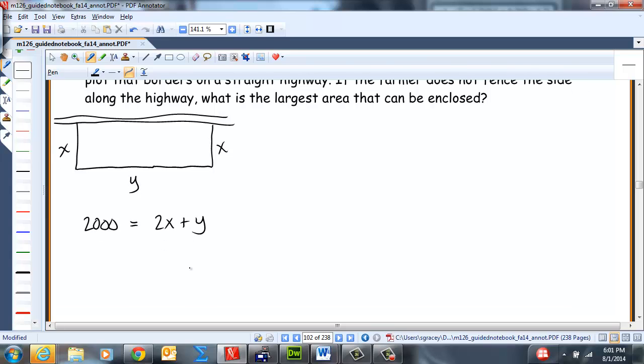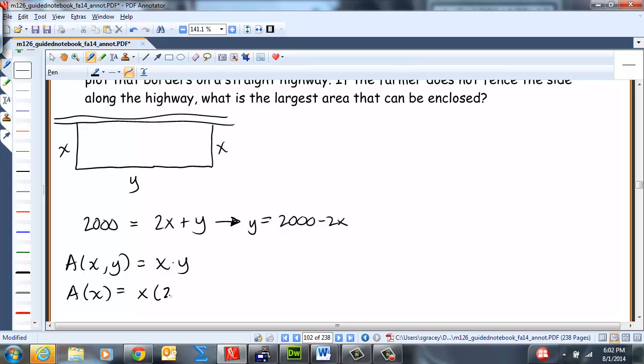So now we want to maximize the area, or find the maximum area. Remember that area in terms of both x and y is just x times y. Do you see that we can isolate y and write it in terms of x if we subtract 2x from both sides? So our area in terms of x alone is x times (2000 minus 2x).